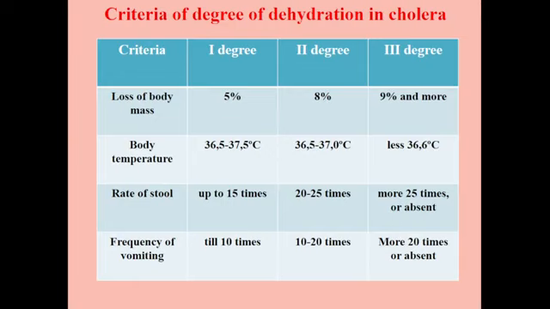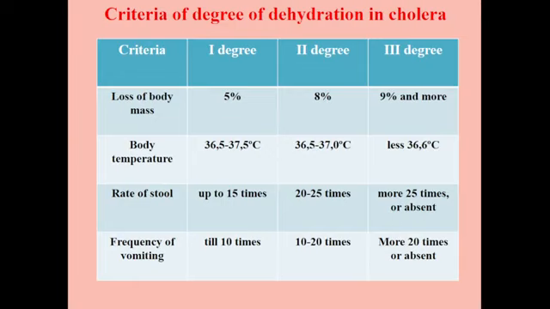Then you can count how many kilos he had lost, what percentage of his body mass it is, and just on the basis of it, say what percentage he lost. But if you don't know the exact weight, just according to these criteria, you approximately count. So, in loss of body mass, first degree up to 5%, yes. Second, up to 8%, like from 6 to 8, yes. Third degree, 9 and more percent.